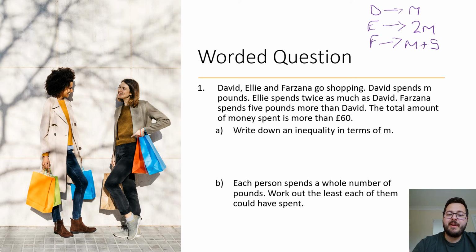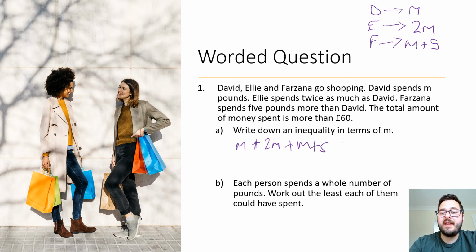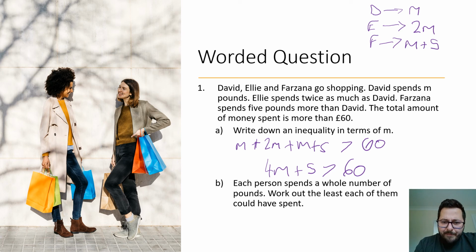And then we've got that the total amount of money spent is more than 60. So we want to add all these up and it's going to be more than 60. So we've got M for David, that's a plus, we've got 2M for Ellie, plus M plus 5 for Farzana, and that is more than 60. And then if we bring the terms together, how many M's have we got? We've got 1M, then another 2, which is 3M, and then another one, which is 4M. So that's 4M. We've still got the plus 5, and that's more than 60. Done.